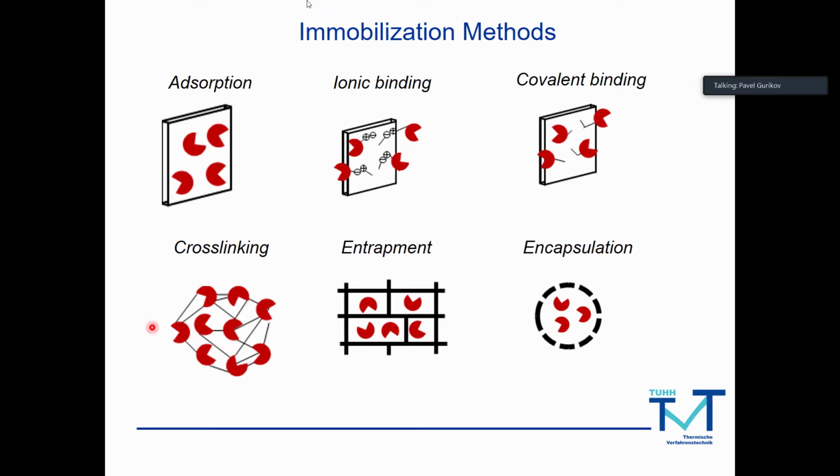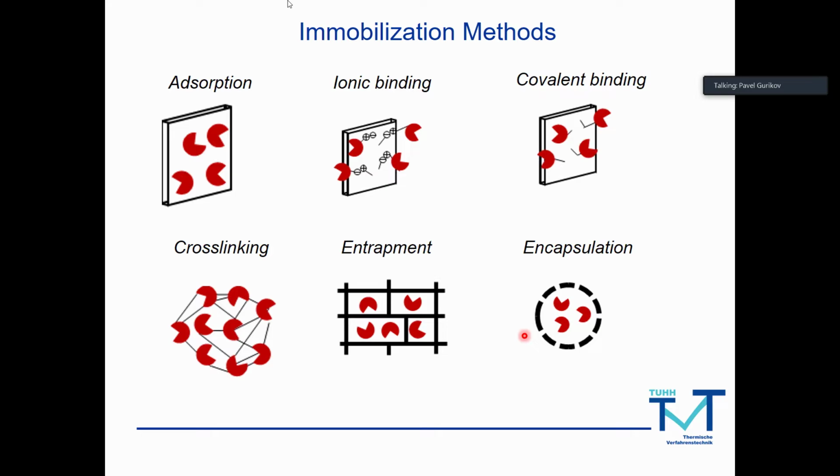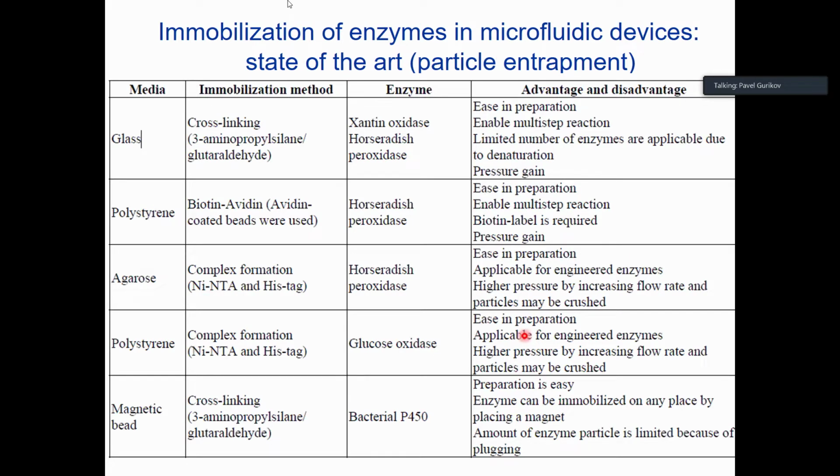You can cross-link the enzyme itself, but then again you have the same issue: you lose activity in many cases. What we decided to do, and what many other groups do, is encapsulate, or so-called entrap, the enzyme. Basically they create a matrix around the enzyme. The enzyme stays intact, but it is spatially constrained and cannot be washed away very easily. That's what I'm going to review in a second.